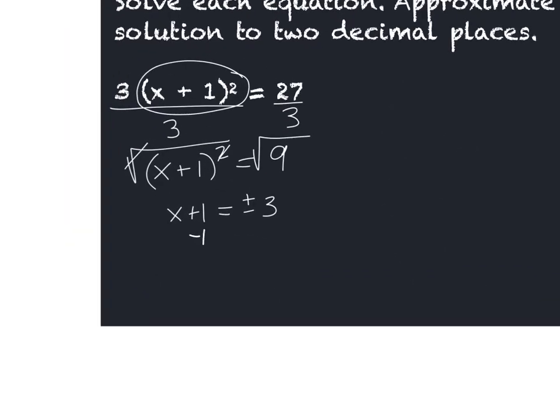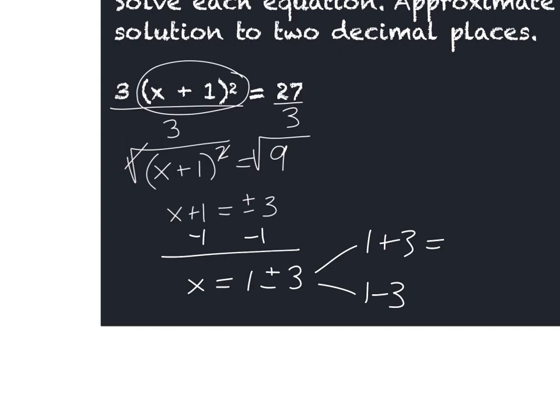What you're going to do next is subtract 1 on both sides. Now here, you're going to have 2 possible cases, and you're going to have to split it up, because this could either be 1 plus 3 or 1 minus 3. Those would be your two answers. If it's 1 plus 3, that means your answer would be 4. If it's 1 minus 3, that means your answer would be negative 2. So your two answers for this one would be 4 and negative 2.